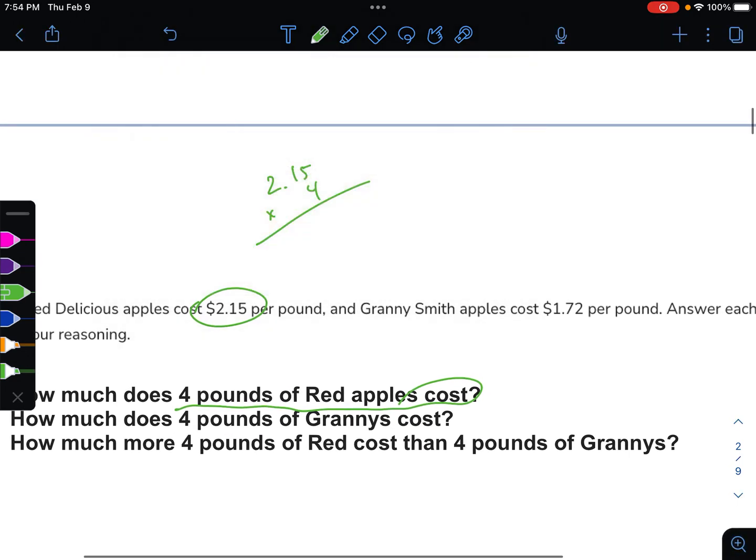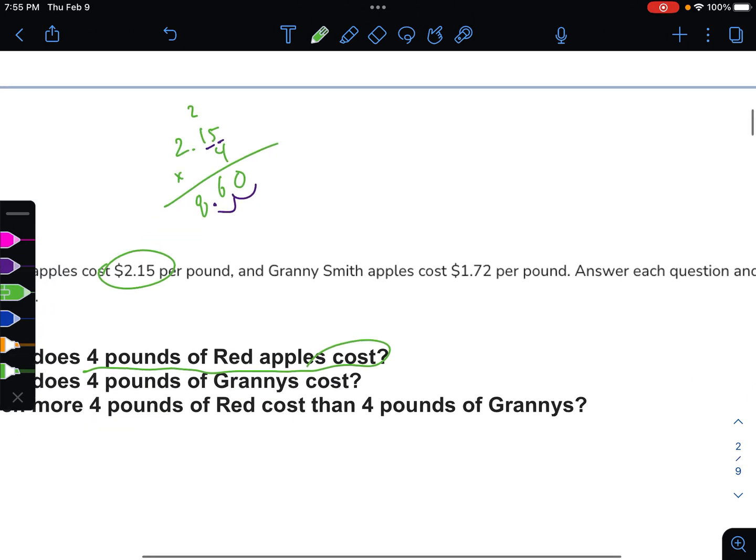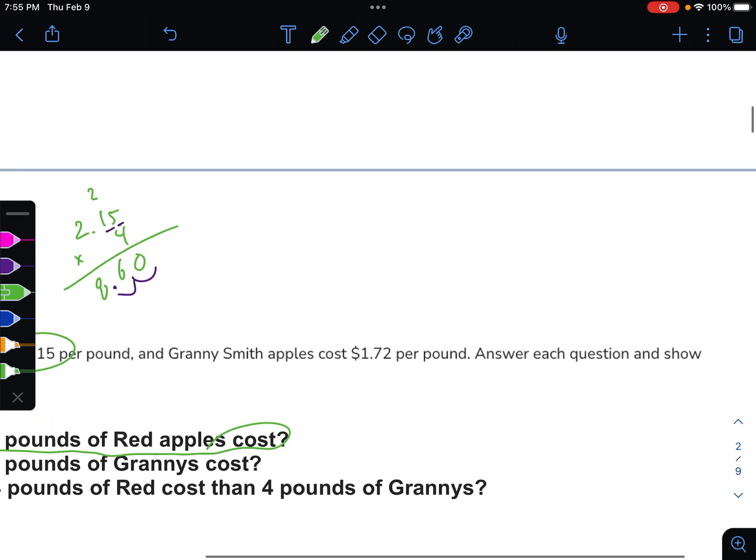multiplication. Let's do it. 4 times 5 is 20, so 0 and carry the 2. 4 times 1 plus 2, that's going to be 6. 4 times 2 is 8. Got to count these decimal places so I can get my decimal in the right spot. $8.60. That's reasonable. All right, I need 4 pounds of grannies.